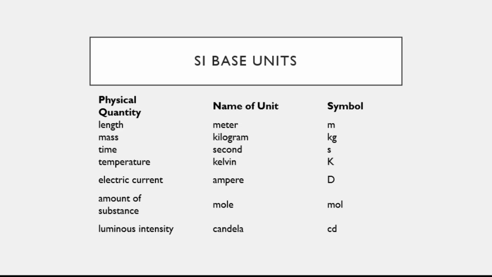And then the amount of substance, the mole, we're all very familiar with that. And then electric current, the ampere, that's going to come up when we look at electrochem stuff much later on. So those are your base units. Those should be pretty familiar to all of us.